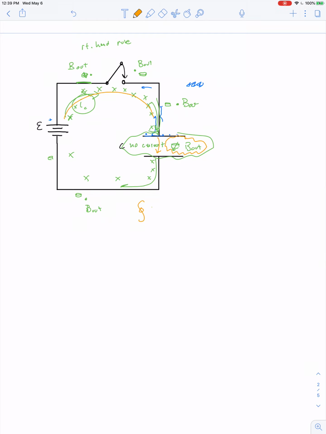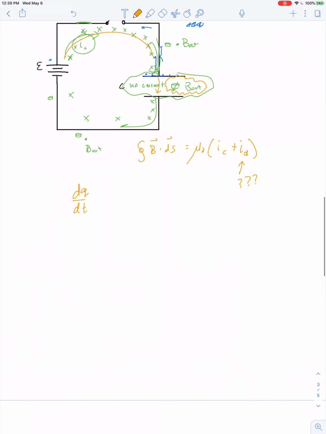The integral of B dot ds is equal to mu naught times conduction current plus displacement current. How do we calculate displacement current? Well, current is always measured in coulombs per second. It's a rate of flow of electric charge.